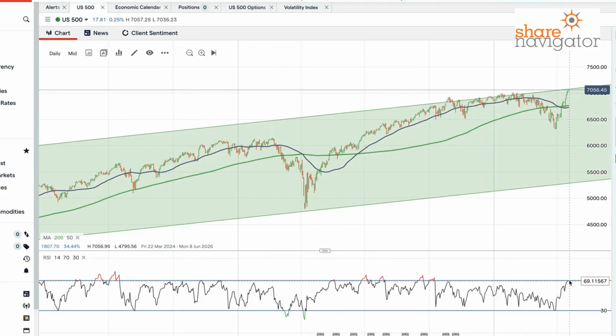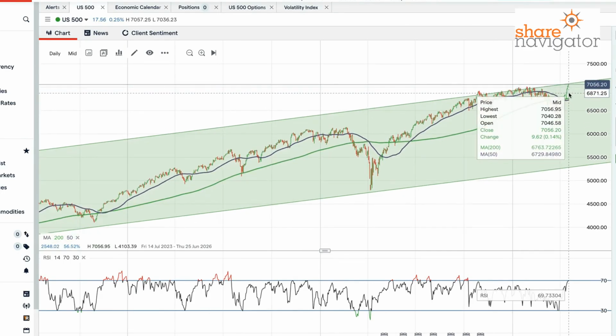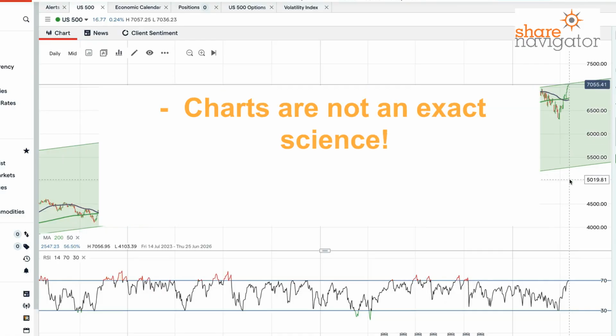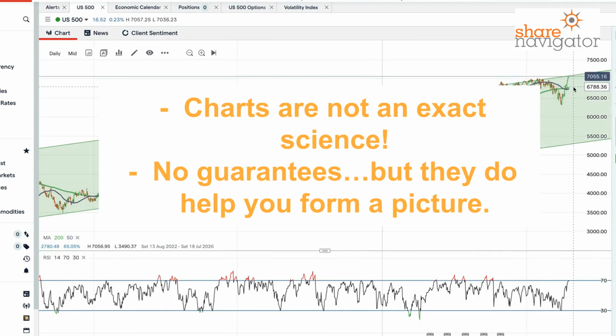I'm looking down at my RSI, and that's overbought as well. There are two indicators telling me we might have a bit of a pullback. It's not an exact science, guys. It won't tell you or guarantee that it's going to pull back. There are no indicators that do. But all we're looking at here is trends. And then what I look for is where can this pull back to?